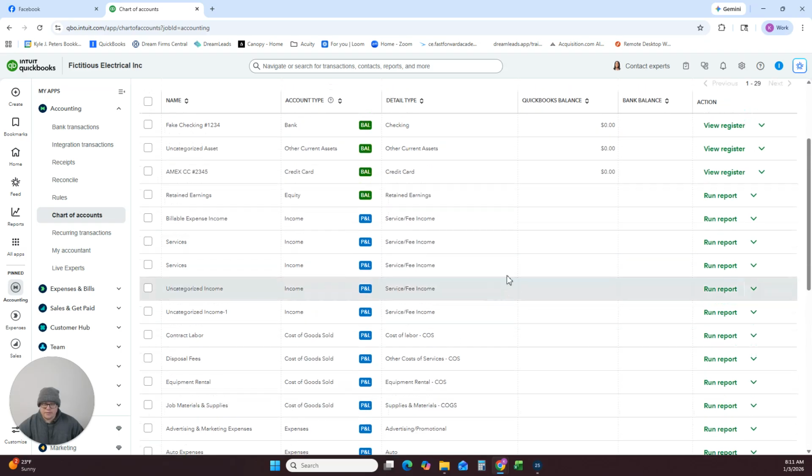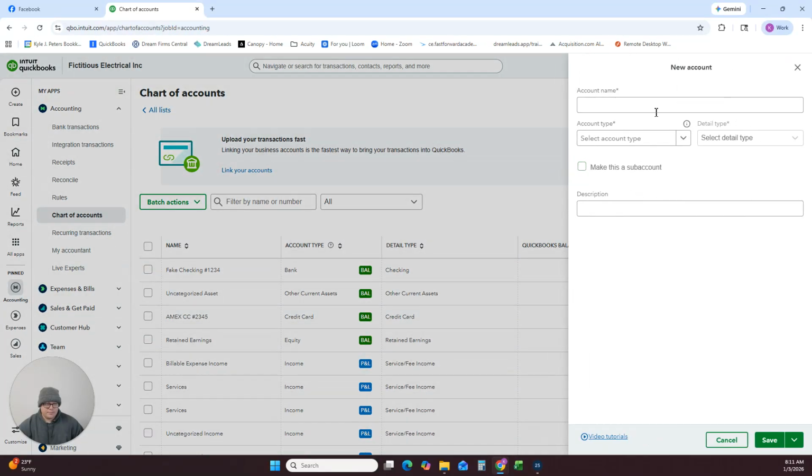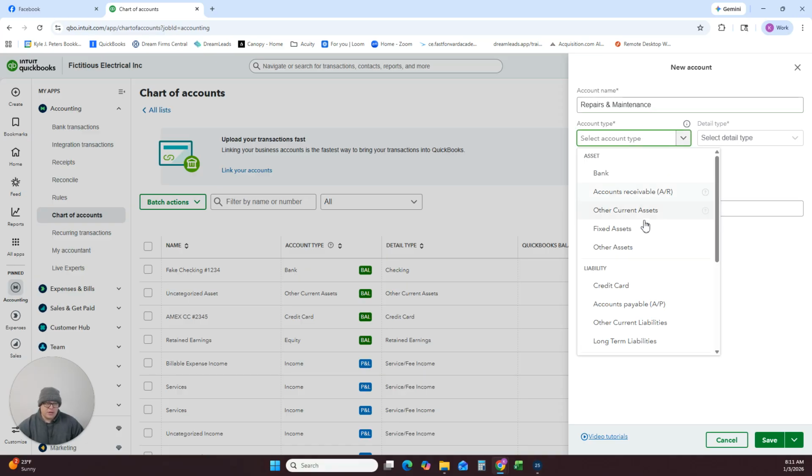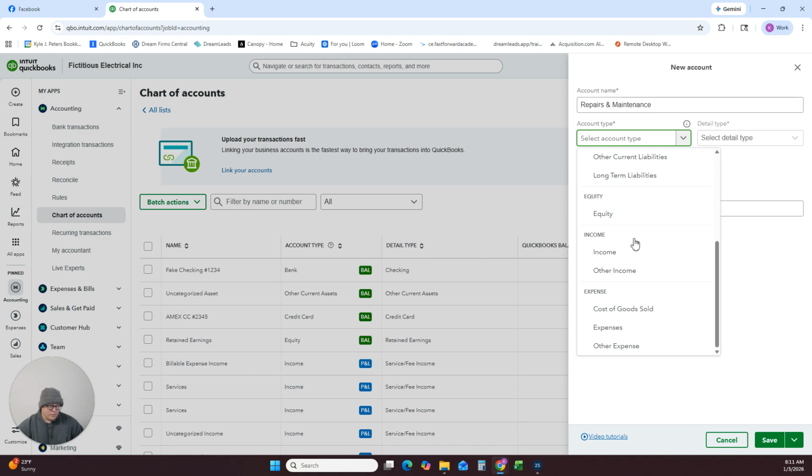Let's see. Repairs and maintenance. I don't break this out. Some people break this down between building repairs and maintenance or equipment repairs and maintenance. You know, you've got to fix your car. I usually put that as an auto expense, but you've got to repair something on the building. You have a big piece of equipment that breaks down that you've got to repair. I just put it all under repairs and maintenance.